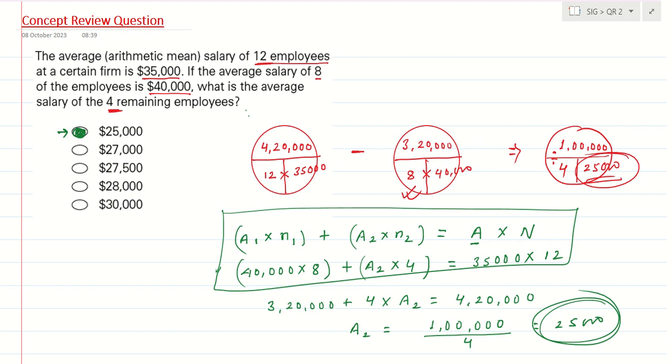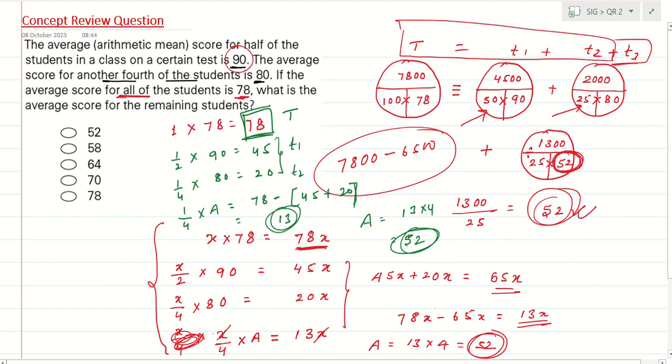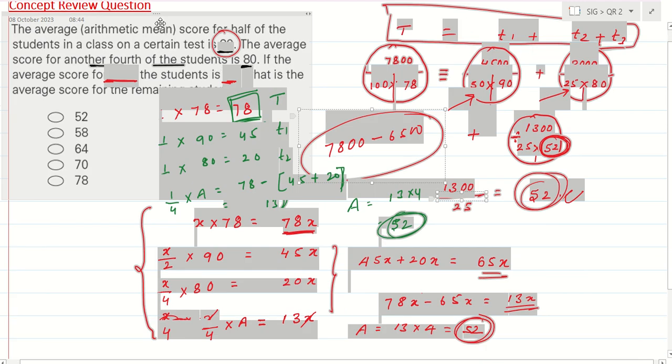Make sense? Let's go for the next. I have already solved this, but I will erase it. You try yourself once again. Try this.